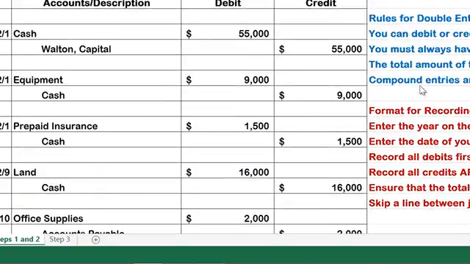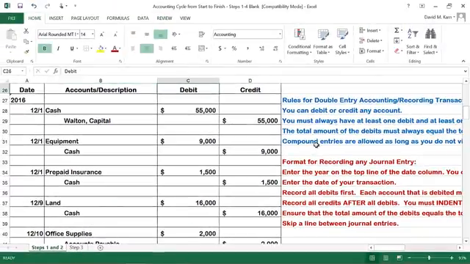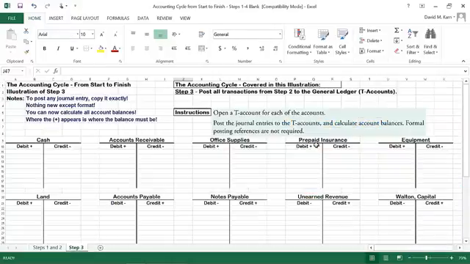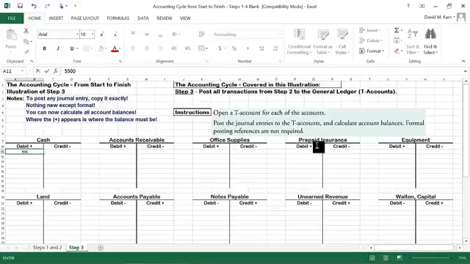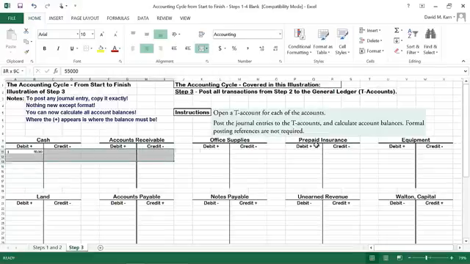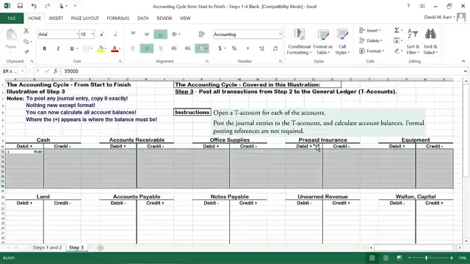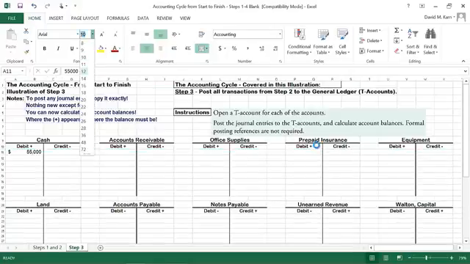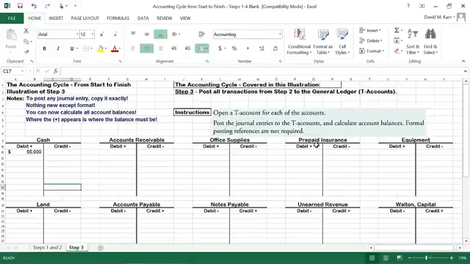The very first entry that we had, notice we're going to do exactly what it tells us to do. We're going to debit $55,000 to cash. So let's go do that. We're going to debit $55,000 to cash. Let's make these a little bit bigger here so we can see them. That's better. All right, so we put that there.